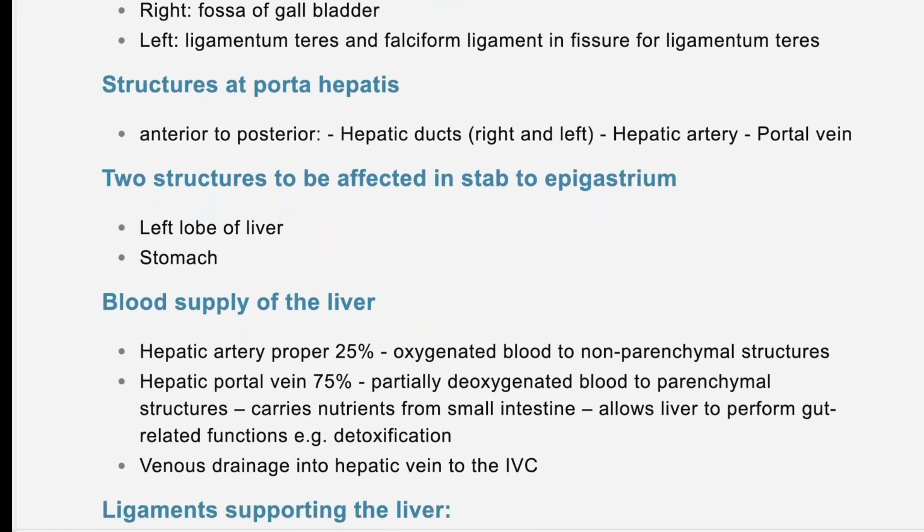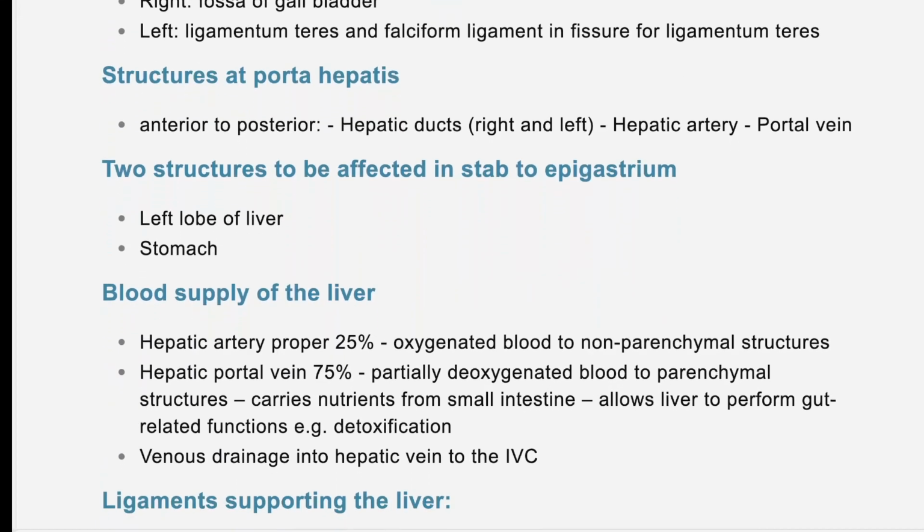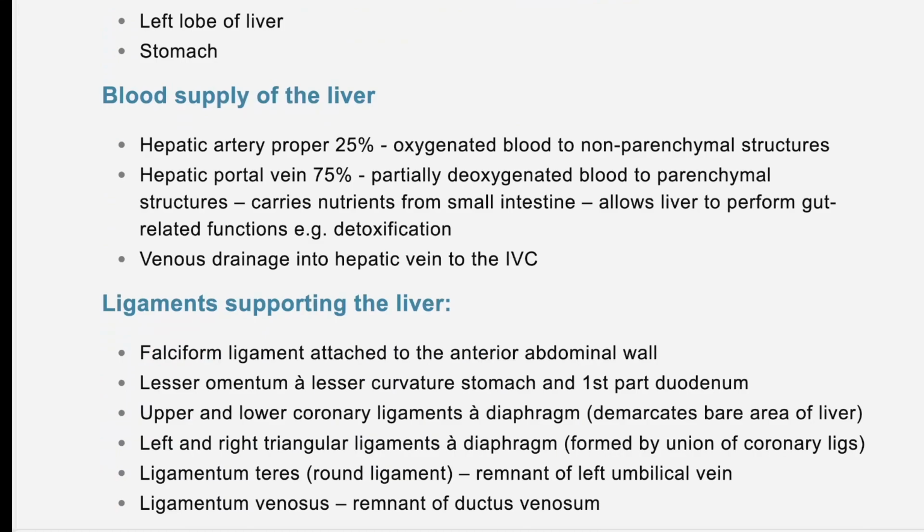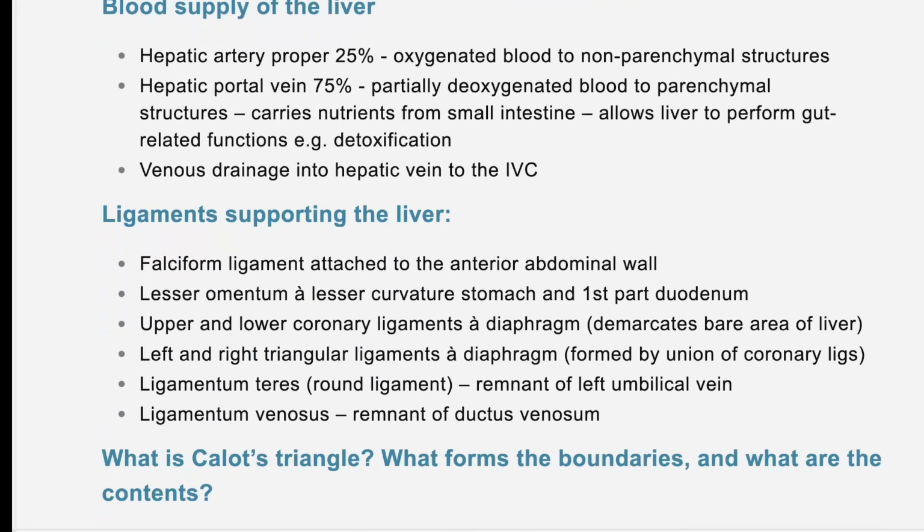Okay. Ligament support in the liver, we have multiple ligaments that will include ligamentum teres, ligamentum venosum, falciform ligament, lesser omentum, coronary ligaments, and also the triangular ligament. Triangular ligaments are right and left, coronary ligaments are upper and lower coronary ligament. I think that's everything. What is Calot's triangle?